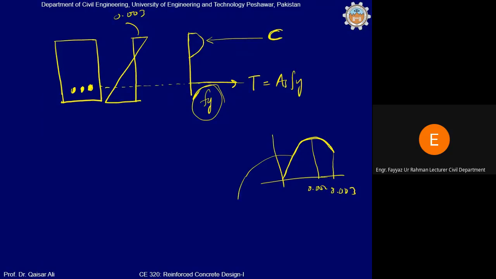नॉर्मली इसके लिए जो इक्वेशन यूज होता है फॉर अनकन्फाइंड कंक्रीट, it is fc equal to fc prime into 2 epsilon divided by epsilon naught minus epsilon divided by epsilon naught squared. This is an equation proposed by Hognestad. This is normally used for this curve.